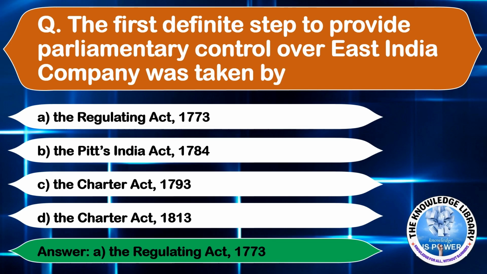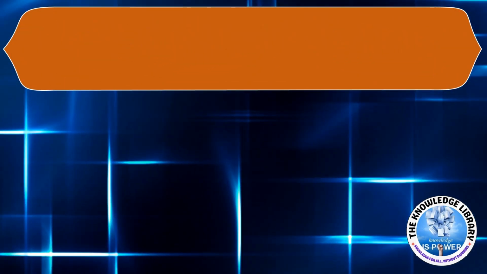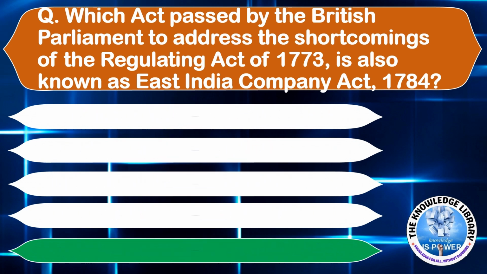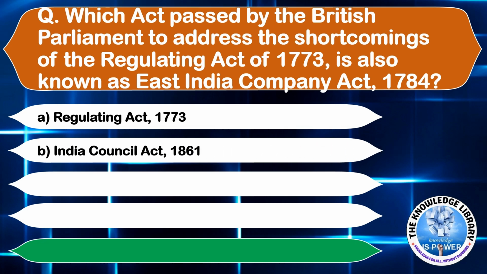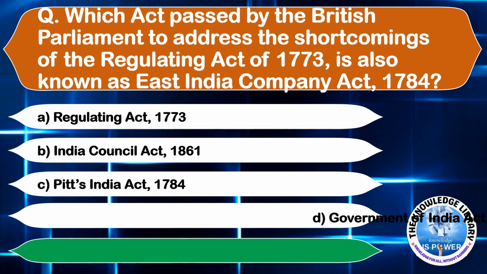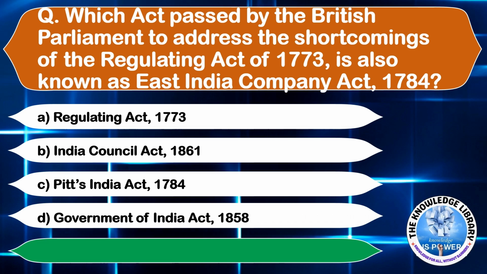The next question is, which act passed by the British Parliament to address the shortcomings of the Regulating Act of 1773 is also known as the East India Company Act of 1784? Option A, Regulating Act of 1773. Option B, India Council Act of 1861. Option C, Pitt's India Act of 1784. And option D, Government of India Act of 1858. The correct answer is option C, Pitt's India Act of 1784.